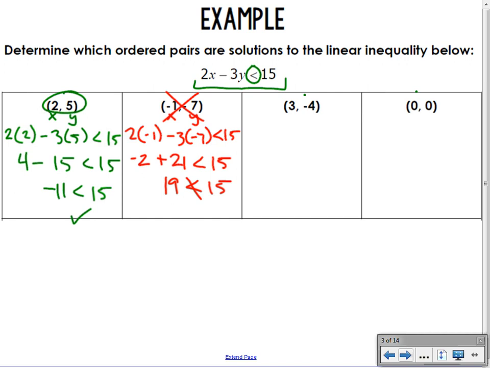So you get the idea here. There's two more that you can try on your own. For (3, -4), you should find that this is not a solution. And for (0, 0), you should find that, yes, this is a solution, again, by plugging in the x and y values and testing. So you can try that on your own.